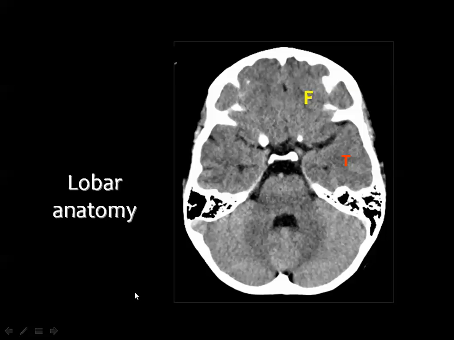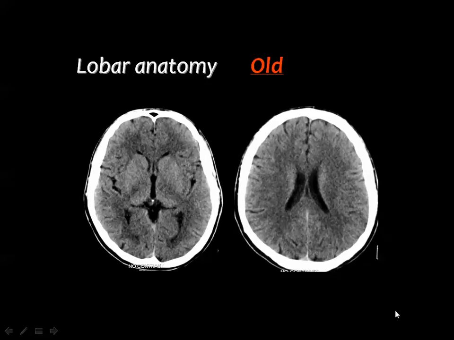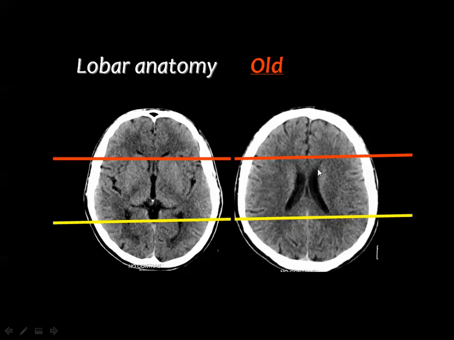Then, previously I said that if you want to locate the lobes of the brain, you draw two lines in relation to the ventricles, and the part of the brain anterior to the first line is the frontal lobe, and that posterior to the second line is the occipital lobe. And the area in between depends on the level.